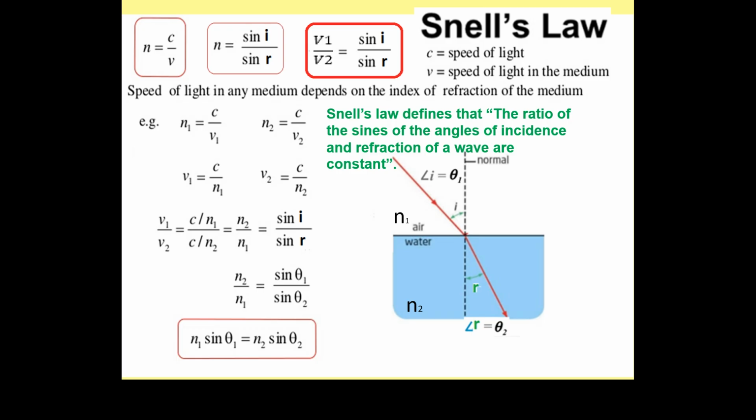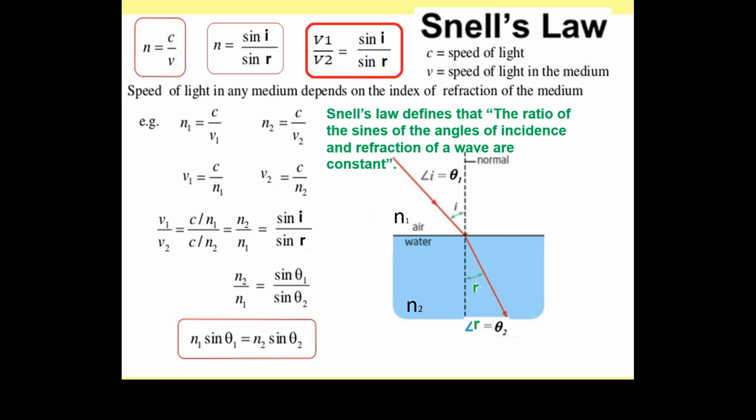So taking two mediums here, one medium is air, the other medium is water. So n1 is equal to c by v1. Similarly, n2 is equal to c by v2 because n is equal to c by v. Then taking v1 and v2 as subjects, we get c by n1 and c by n2. Then taking the ratio of the two speeds of light, v1 by v2 is equal to (c by n1) by (c by n2), that is equal to n2 by n1.